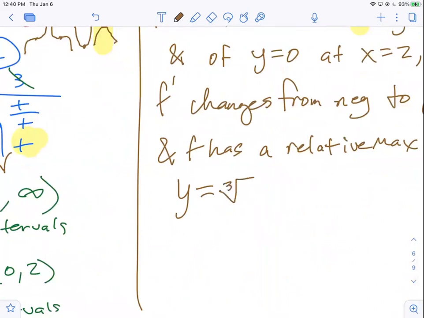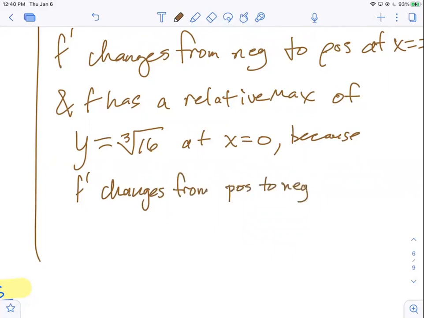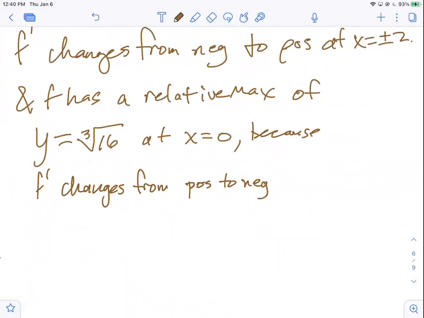No. It's the cube root of 16 at x equals 0. And then here's the typical thing, right? F prime changes from positive to negative. Where? No, at x equals 0.